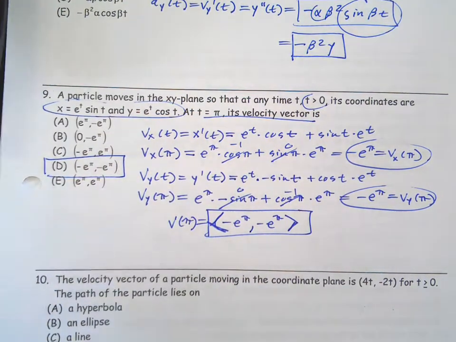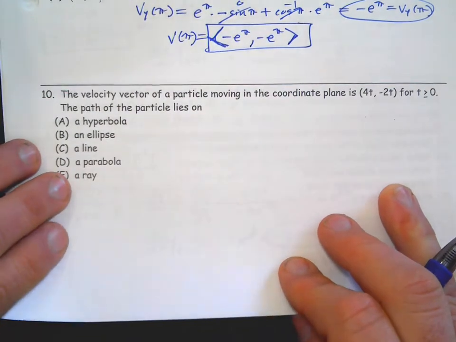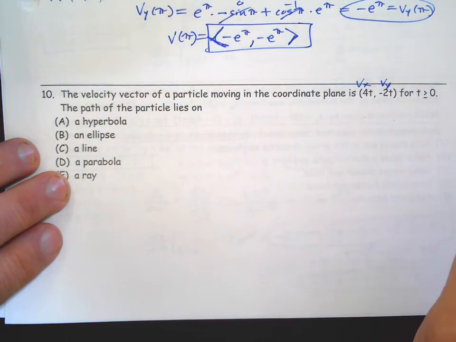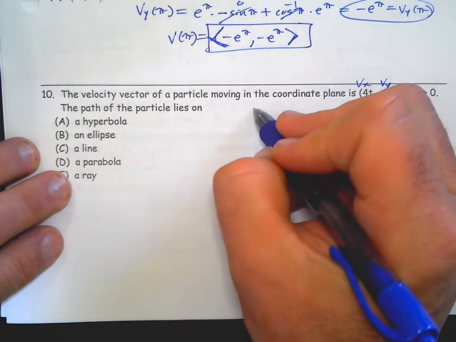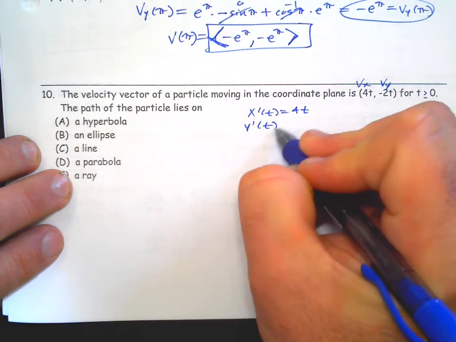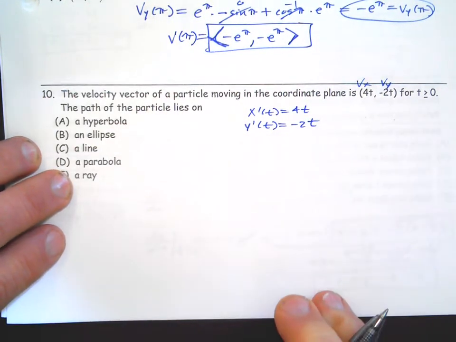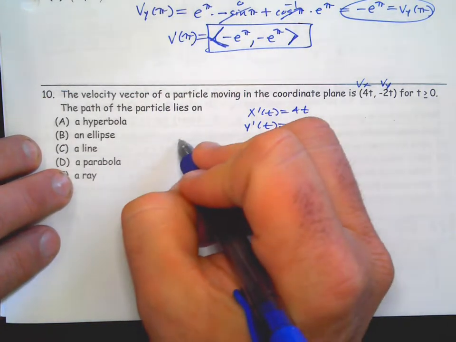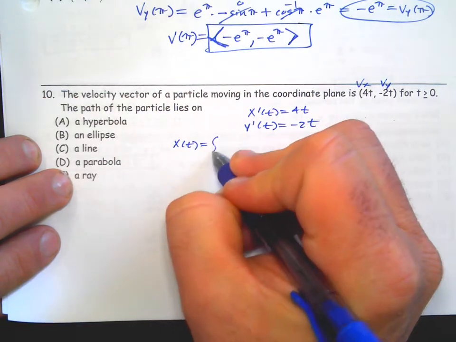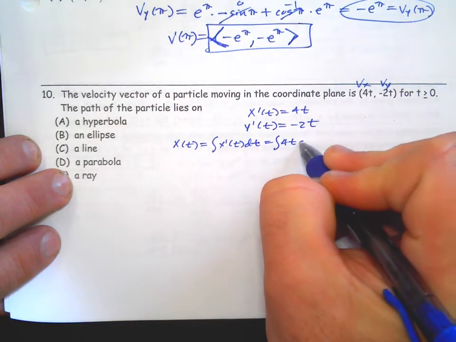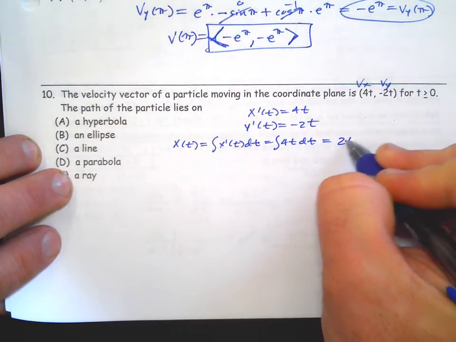Okay, number 10, the velocity vector of a particle. So this is V_x and V_y. The path of the particle lies on what kind of shape? So x prime of t equals 4t, y prime of t equals -2t. So maybe we could try and go backwards to find the x and y equations. So we say, well, x of t is going to be the integral of x prime of t dt, which is going to be the integral of 4t dt, which is going to be 2t squared plus c.